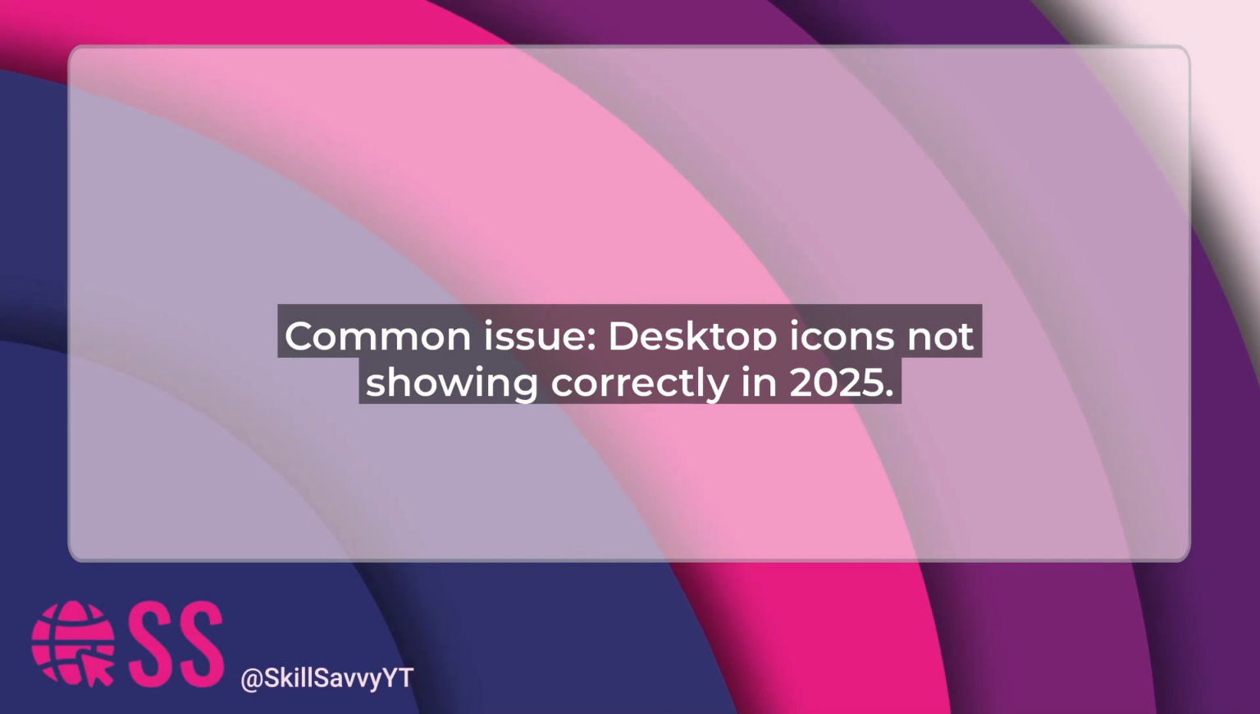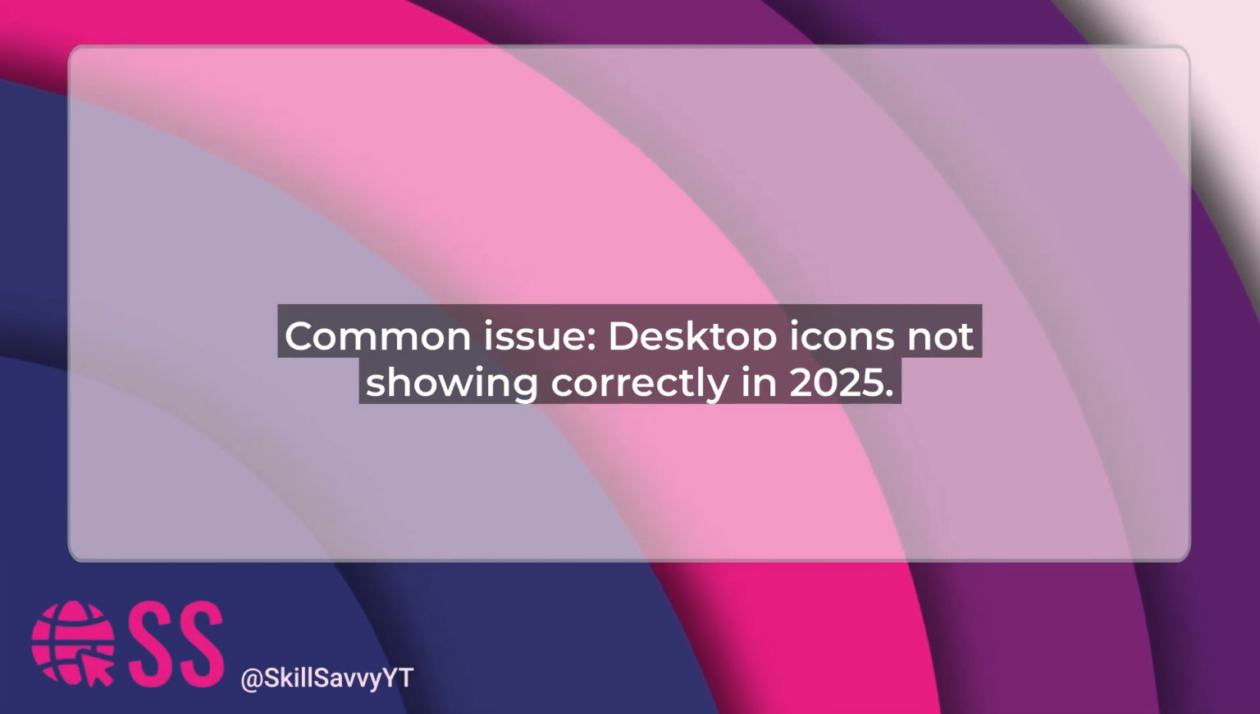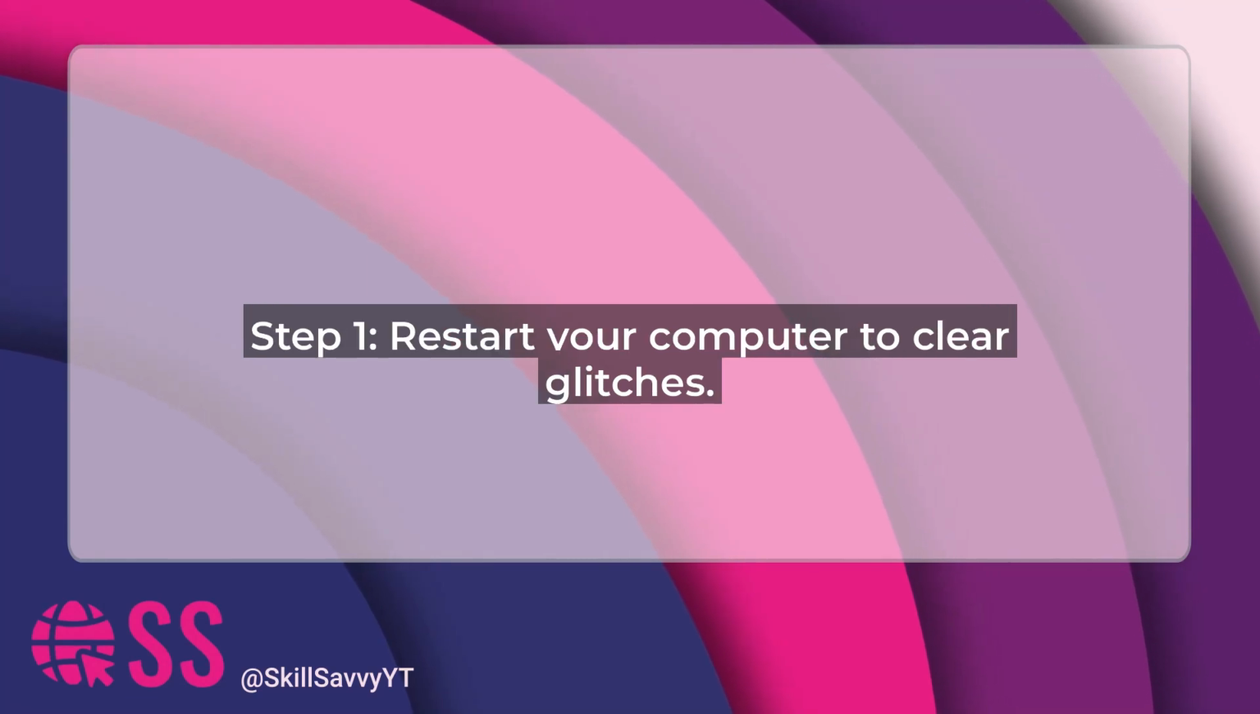Today, we're diving into a super common issue that's been bugging Windows users in 2025: desktop icons not showing up correctly. Maybe your icons are blank, scrambled, or just plain missing, and it's driving you crazy. Don't worry. I'm here to guide you through easy, step-by-step fixes that can get your desktop back to normal in no time. This tutorial is straightforward, so even if you're not a tech wizard, you'll nail it.